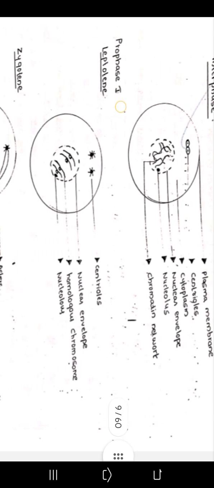Stages of meiosis: interphase, plasma membrane, centrioles, cytoplasm, nuclear envelope, nucleolus, chromatin network. Prophase I: leptotene, centrioles, nuclear envelope, homologous chromosomes, and nucleolus. Zygotene, asters, cross pairing of homologous chromosomes.